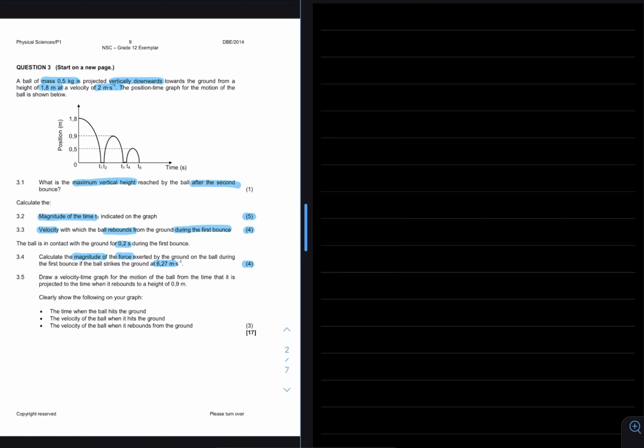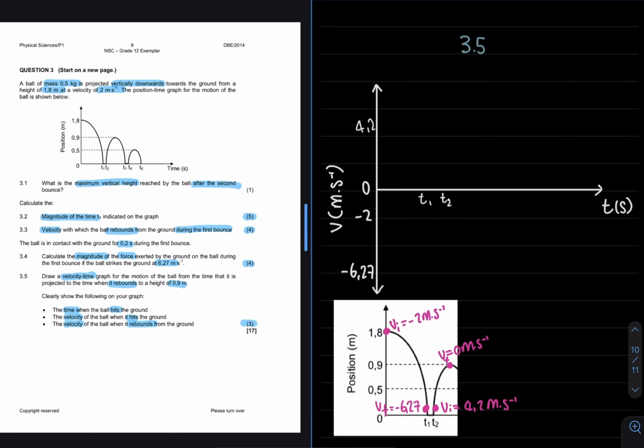3.5 says draw a velocity time graph for the motion of the ball from the time that it is projected to the time when it rebounds to a height of 0.9 meters. Clearly show the following in your graph: the time with which the ball hits the ground, the velocity of the ball when it hits the ground, and the velocity of the ball when it rebounds from the ground, for a total of 3 marks. For this velocity time graph, we are only plotting this initial first part until the ball reaches its highest point after the first bounce.